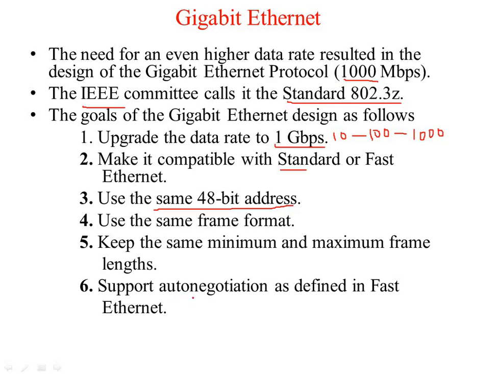And support the auto negotiation. We have already discussed that. That means this 1000 Mbps Ethernet should be compatible to communicate with 100 Mbps, or it should be compatible to communicate with 10 Mbps. But whenever such communication occurs, it will occur at a lower rate.